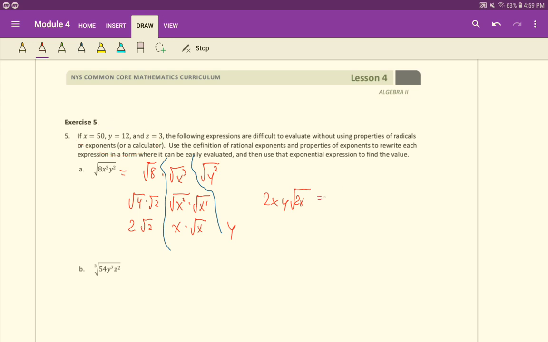So we'll sub in our numbers here. We get 2 times 50 times 12, square root of 2 times 50. So 2 times 50 is 100. 100 times 12 is going to be 1,200. 2 times 50 there is going to be the square root of 100. And so we get 1,200 times 10 equals 12,000.